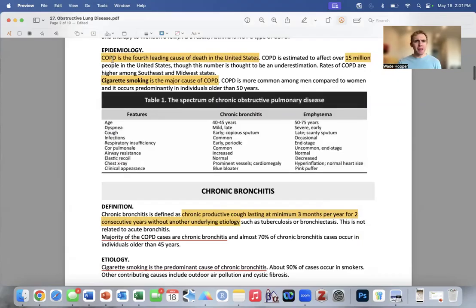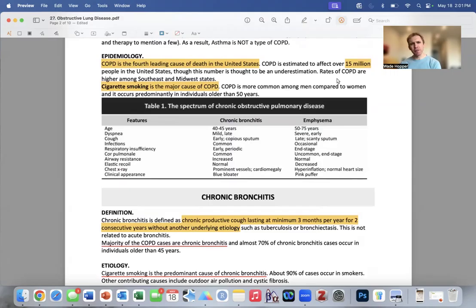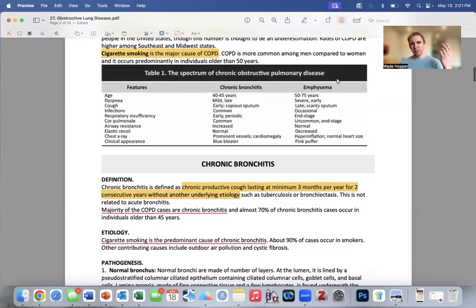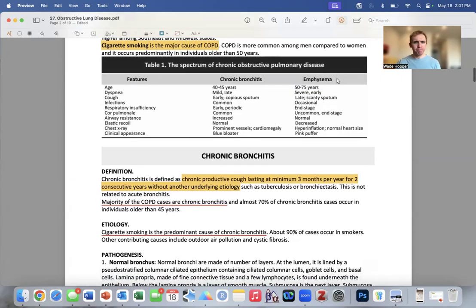COPD is the fourth leading cause of death in the United States. Affects 15 million people a year. Most people have it because they smoke cigarettes chronically. I'm not really sure what the data says about vaping, but I would assume that in 10, 20 years, we'll have some better answers on that. You can get it from other reasons. You can get it from, again, exposures to coal, asbestos, etc., other respiratory type things. You can get it because of alpha-1 antitrypsin.